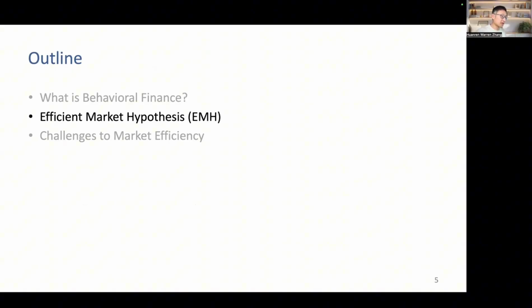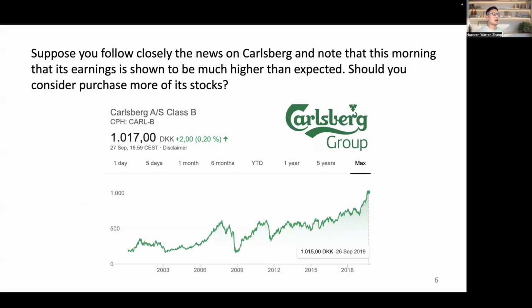Before introducing the efficient market hypothesis, let me ask you one hypothetical question. Suppose you follow closely the news on Carlsberg and know that this morning its earnings are shown to be much higher than expected. Should you consider purchasing more of its stocks? Your answer may be yes or no.